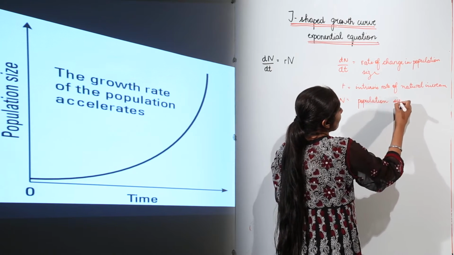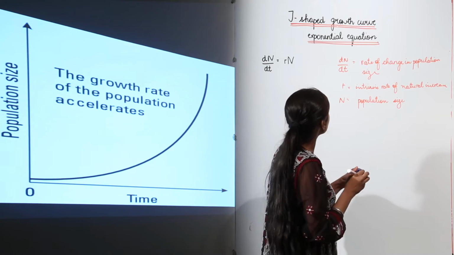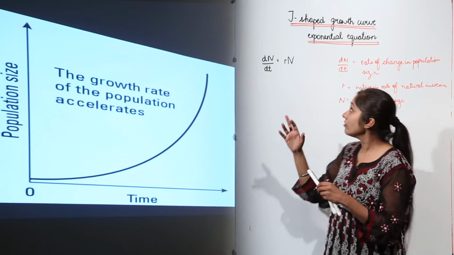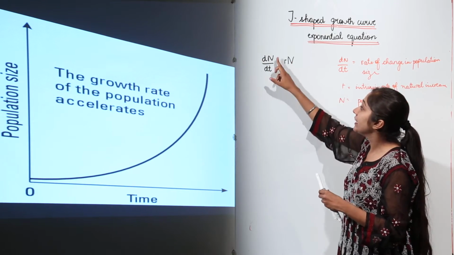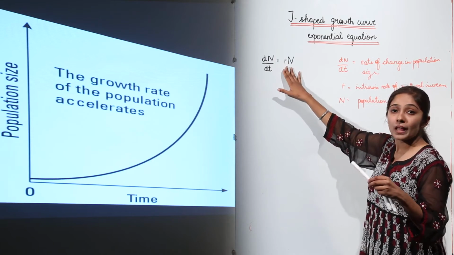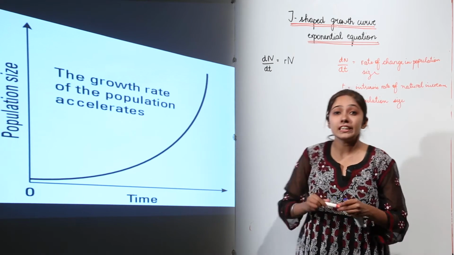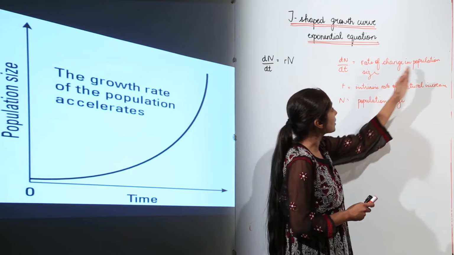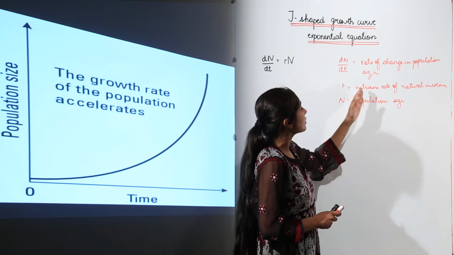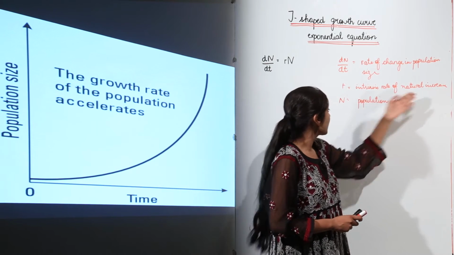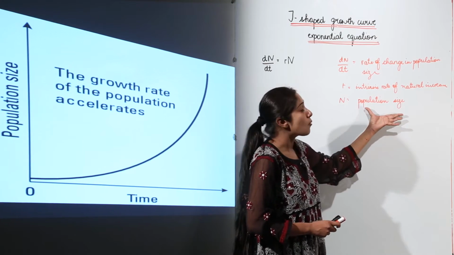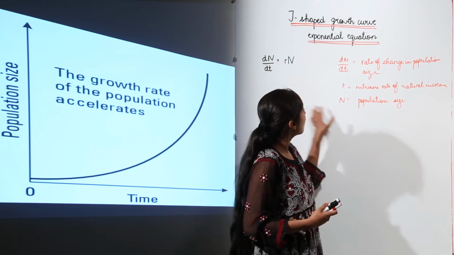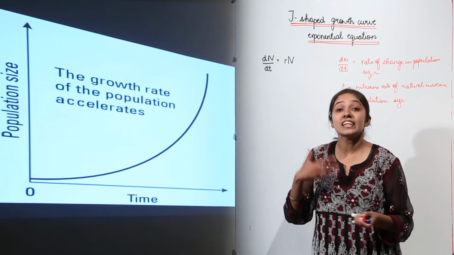So remember, what is the equation for the J-shaped growth curve? It is represented by dN/dt = rN. What is dN/dt? dN/dt refers to the rate of change in population size. r is the intrinsic rate of natural increase and N refers to the population size. So we can also write this equation in integral form.